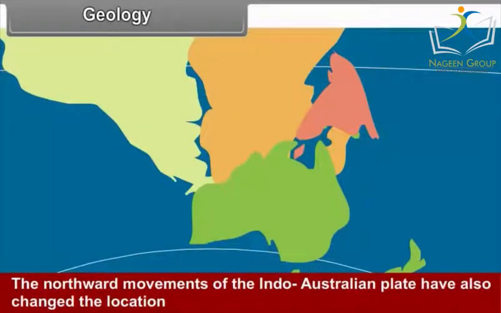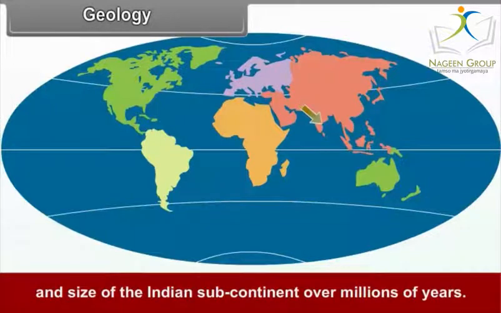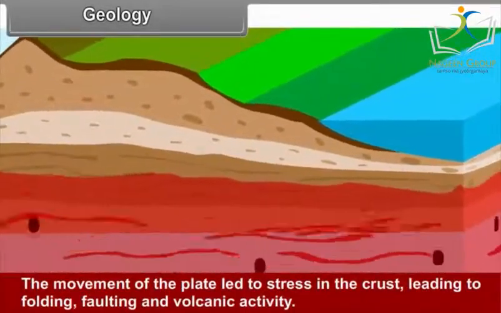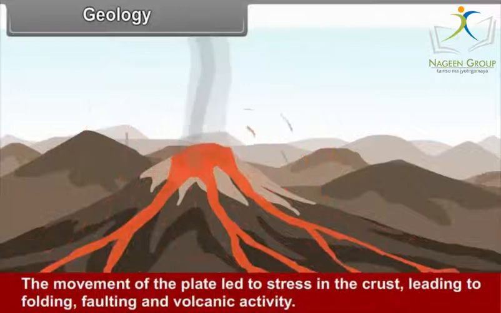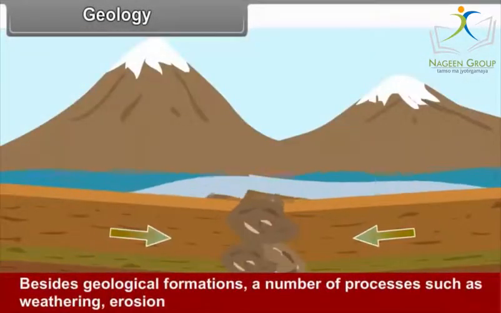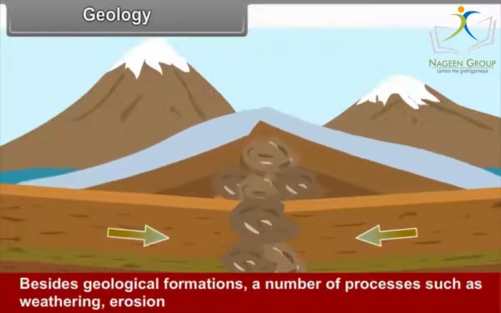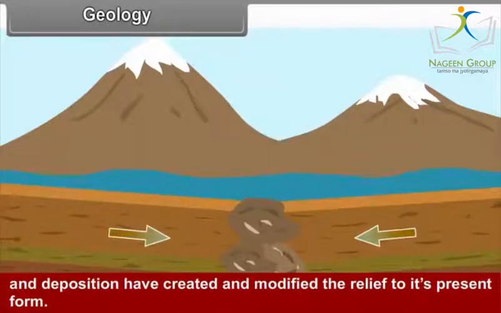The northward movements of the Indo-Australian plate have also changed the location and size of the Indian subcontinent over millions of years. The movement of the plate led to stresses in the crust, leading to folding, faulting, and volcanic activity. The Andaman and Nicobar Islands are believed to have been formed along with the formation of the Himalayas by volcanic activity. Besides geological formations, a number of processes such as weathering, erosion, and deposition have created and modified the relief to its present form.